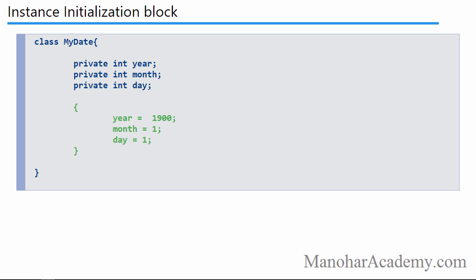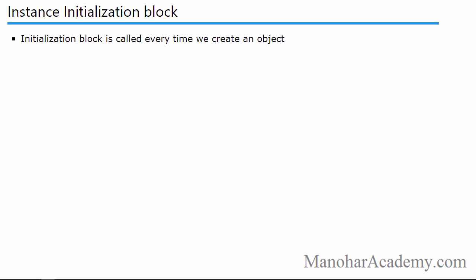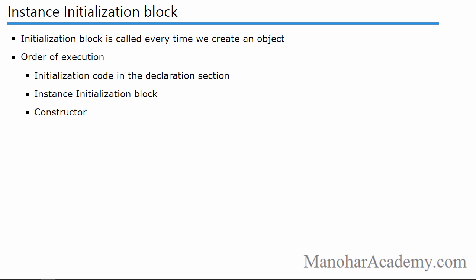It will be called every time a new object is created, and when it executes, it will provide the initial values for those three fields. So as I said, the initialization block will be called every time an object is created. And if we have default initializations while declaring, a constructor, and an instance initialization block also, then the order of execution will be as follows. Whatever default values we provided while declaring will be executed first. After that, they will be overridden with the initialization block values. Then they will be overridden again with the constructor values.